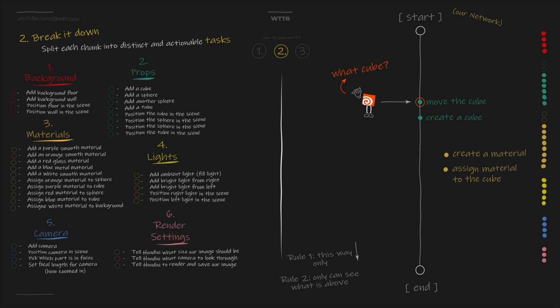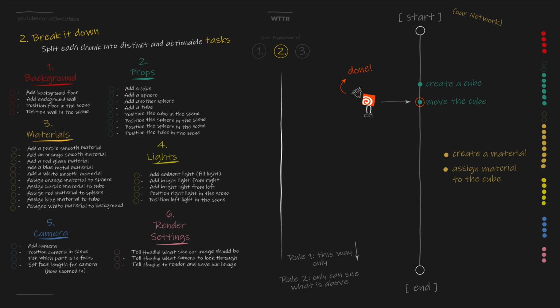Even if we added this task of creating the cube later to the network by connecting it, since Houdini can only see above in our graph and has no idea of what's below, it would still fail and not be able to complete the task. So the place we need to connect this task of creating the cube is before we tell Houdini to move the cube. Now, let's keep going.